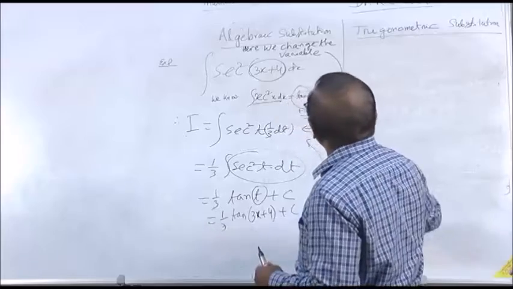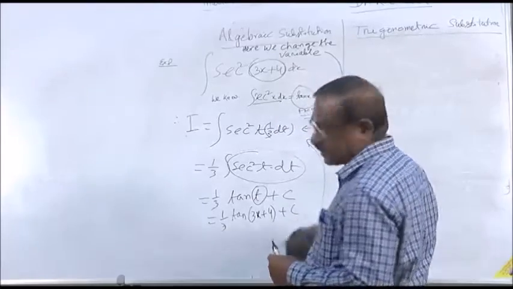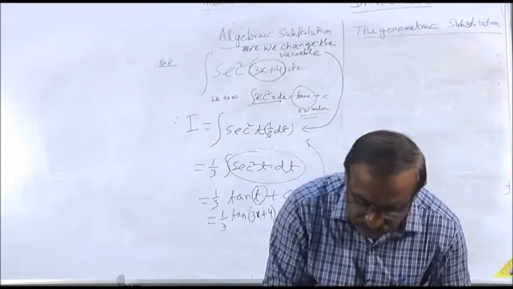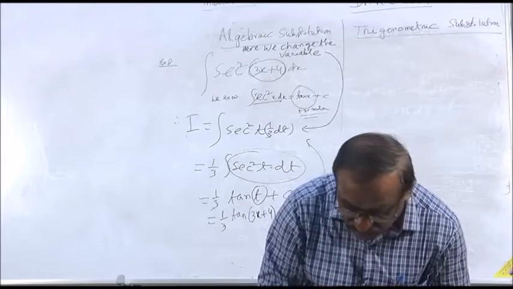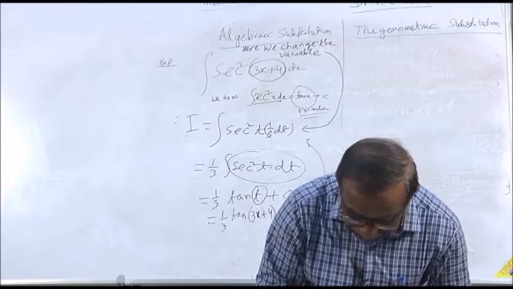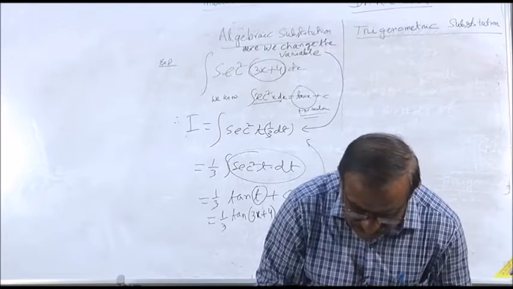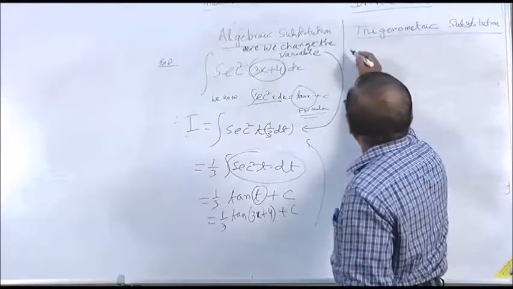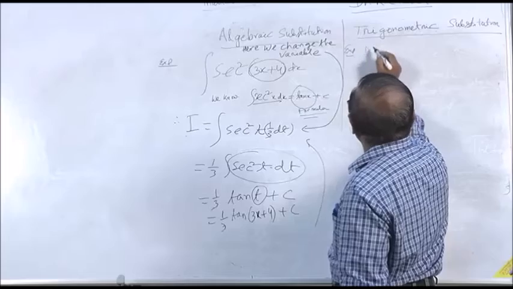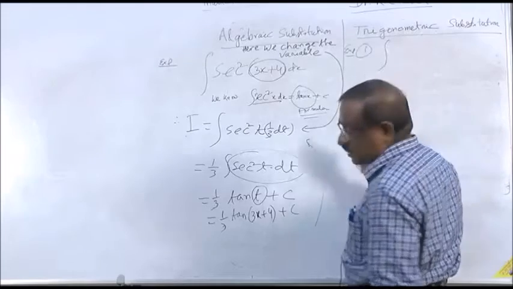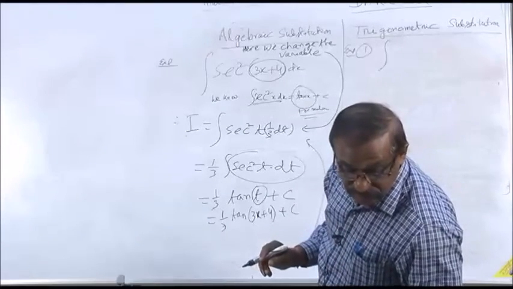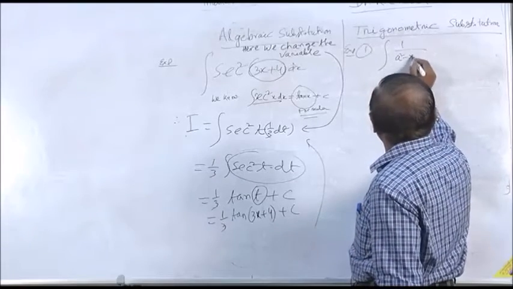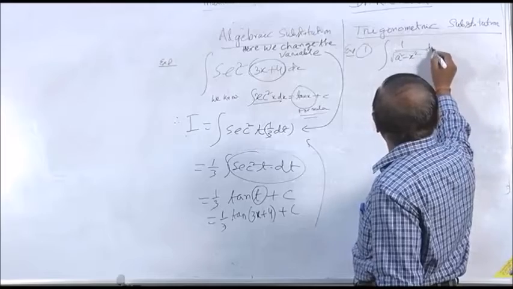This is the answer of algebraic substitution. Now we shall take an example of trigonometric substitution. Yes, there are many examples of trigonometric substitution. Suppose you take this example 1, that is integration of 1 by a square minus x square dx.